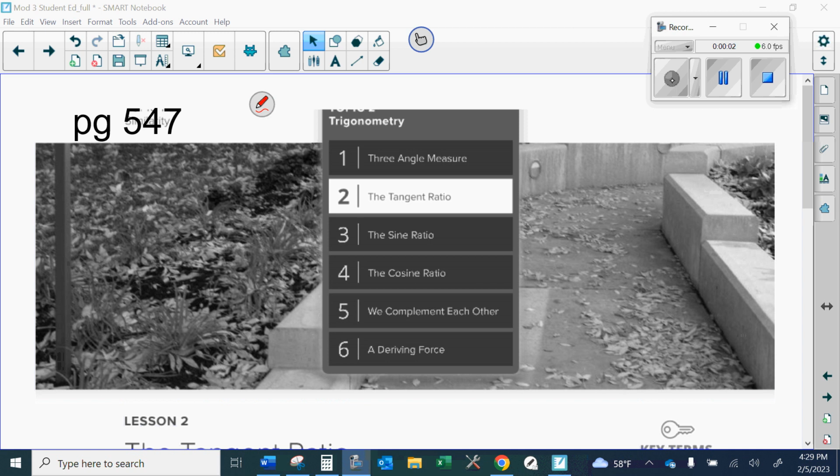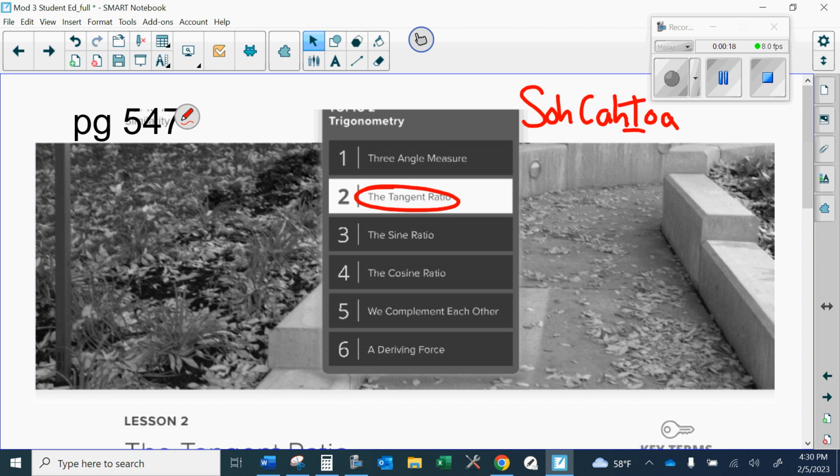Okay, students, Mod 3, Topic 2, Lesson 2, page 547, the tangent ratio. Remember, we've already mentioned SOHCAHTOA in the prior video. You know how to spell that correctly. And so tangent is right there, the T. And so we know tangent is opposite over adjacent. So that's what we're focused on here.